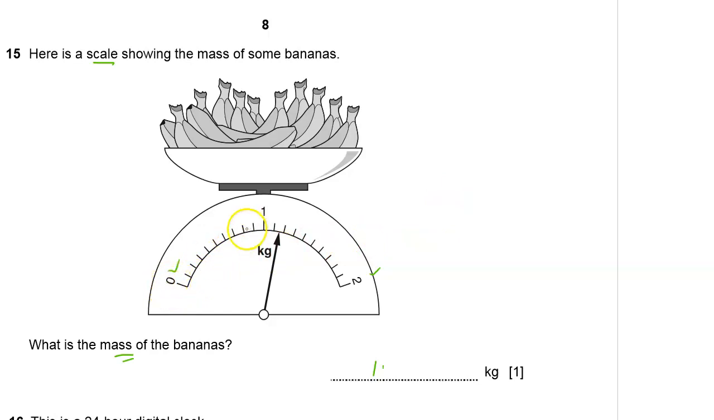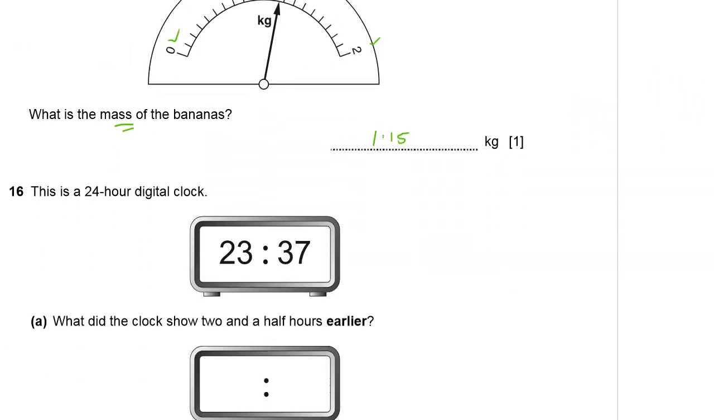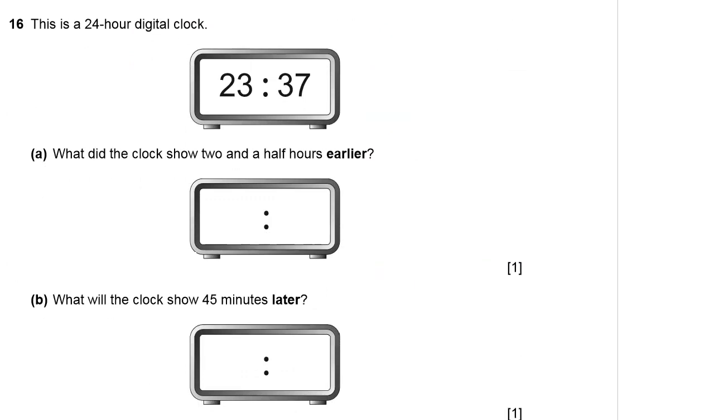But what do the small divisions in the scale stand for? For example, from 0 to 1, we can count together: 1, 2, 3, 4, 5, 6, 7, 8, 9, 10. 10 small divisions, so each division represents 0.1. The pointer is past 1, but between the first and the second points there. So that's 1.15 kilograms. Very well.